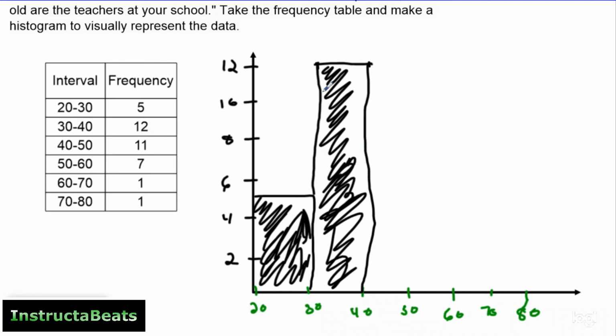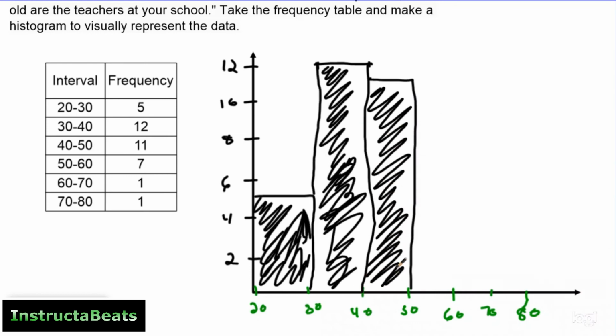So in the 40 to 50-year-old bin, we had 11. So 11 is halfway between 10 and 12. Got to speak proper English. There we go. And I'll just kind of shade that in, although you don't really need to shade it in. Kind of makes it more confusing. From 50 to 60, we dropped down to 7 teachers, okay?